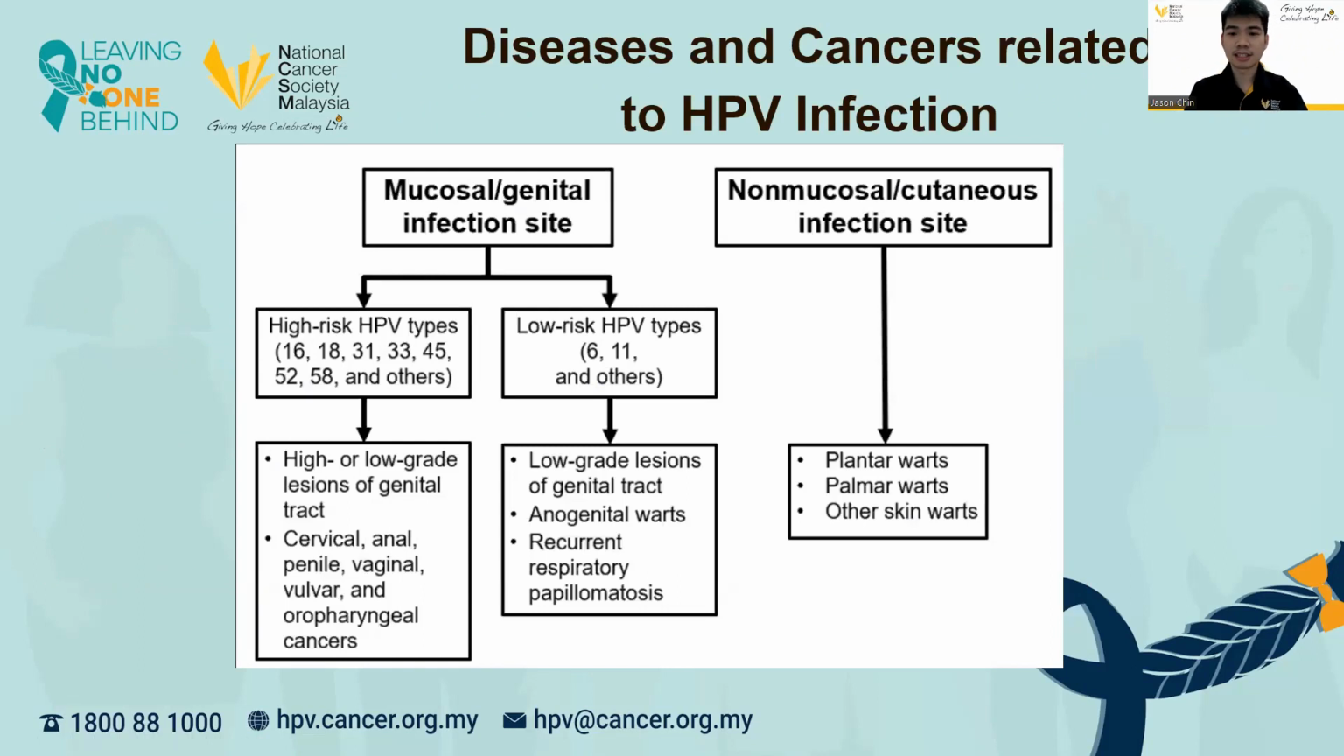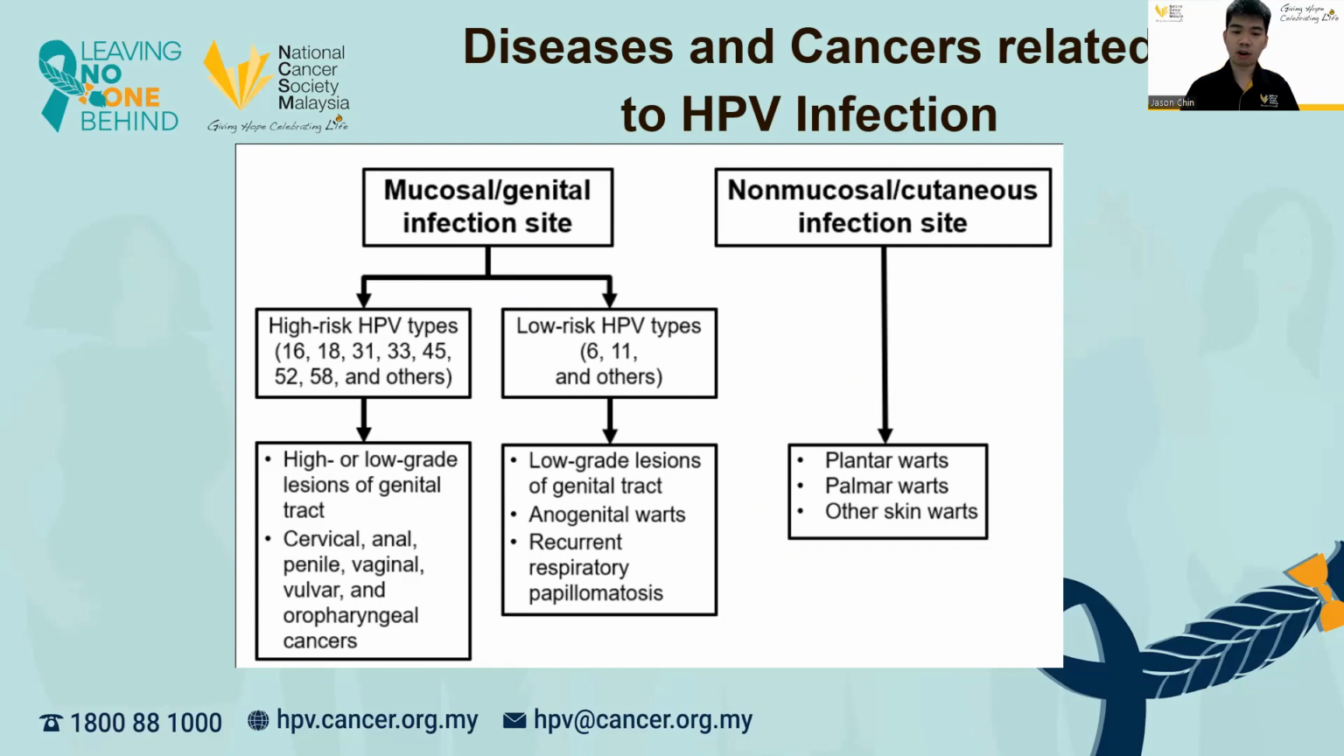So these are the diseases and the types of cancers related to HPV infections. If you look at mucosal genital infection sites, you have the high risk and the low risk. The high risk HPV types like 16, 18, 31, 33, 45, 52, 50, and others lead to high or low grade lesions of the genital tract, cervical, anal, penile, vaginal, vulva, and oropharyngeal cancers. So that's the cancer of the cervix, of the anus, of the penis, of the vagina area, the vulva area, the female part, and oropharyngeal cancers.